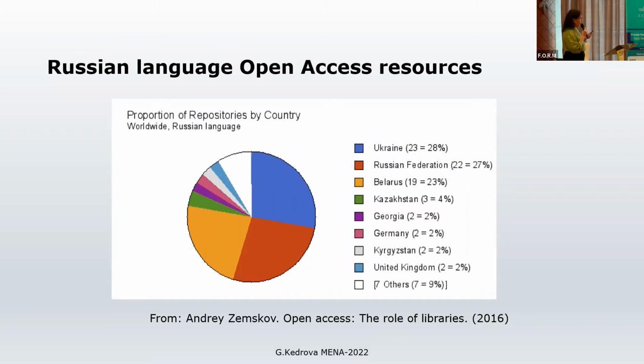Why are we to prepare? You see, this is a slide from one of our librarians, Andrei Zemskov, Open Access, the Role of Libraries. It's a publication. You may see Russian language repositories by country. The biggest repositories are in Ukraine, the Russian Federation, and Belarus. And it's really a huge amount of information that we are to use and incorporate in our research.